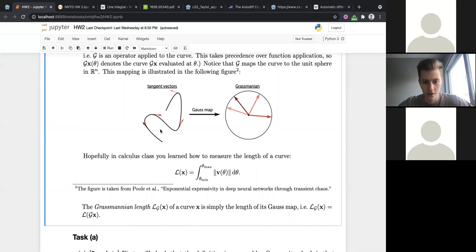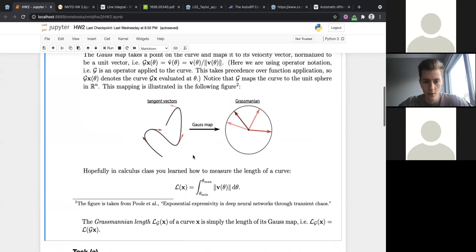So you know, derivatives are like chunks, and we can think of them as infinitesimally small chunks of the function. If we take the norm of that, it's basically the length of those chunks. Then we sum them up across the whole curve, and that's how we get the length of the curve. The whole idea of Grassmannian length is that we calculate this length not on the original curve, but on this transformed curve known as the Grassmannian or the Gauss map.